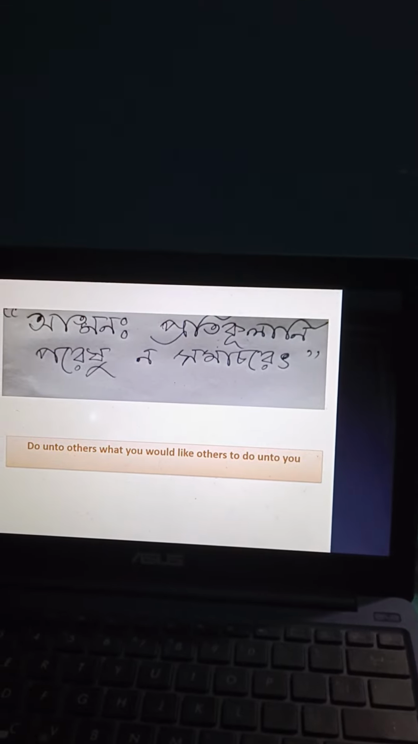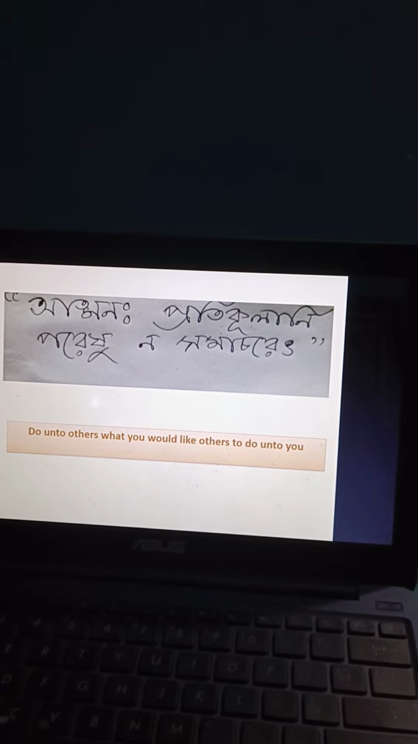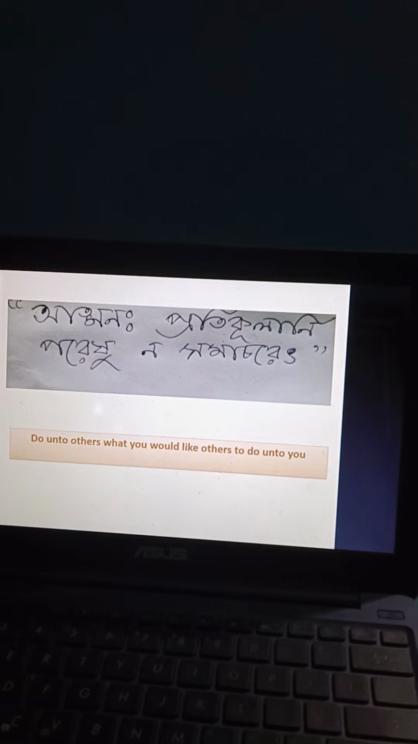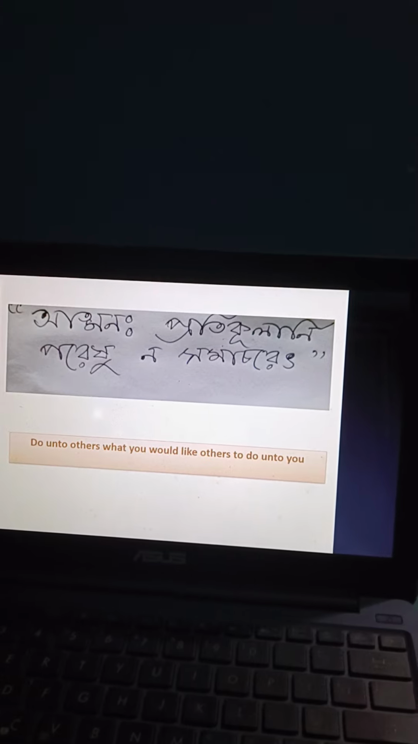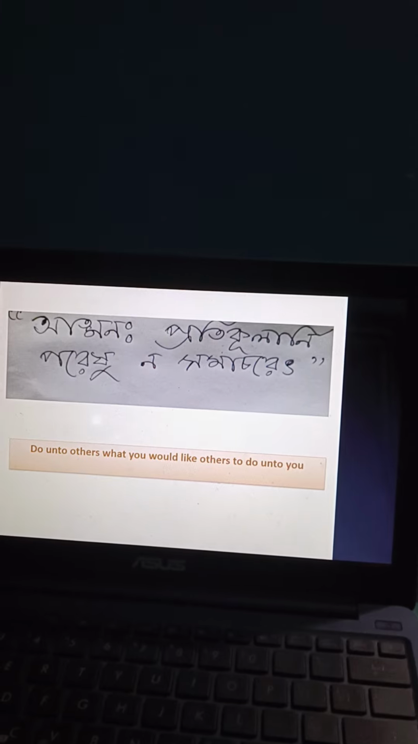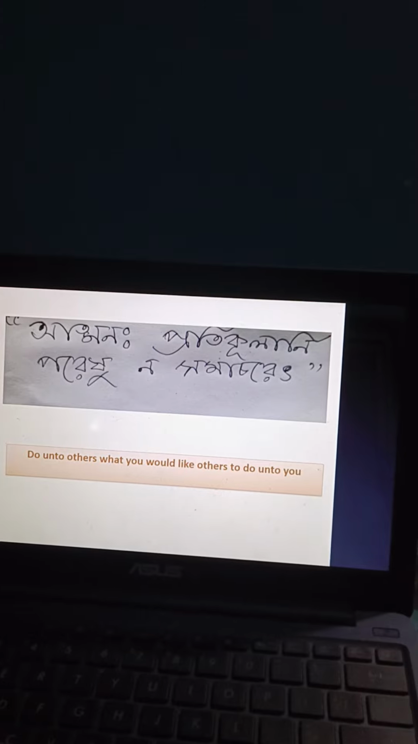So, do unto others what you would like others to do unto you. That is written in Bengali, and the English meaning is: do unto others what you would like others to do unto you.